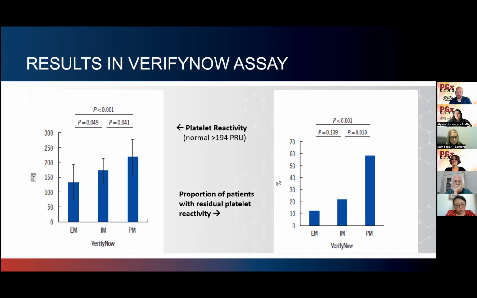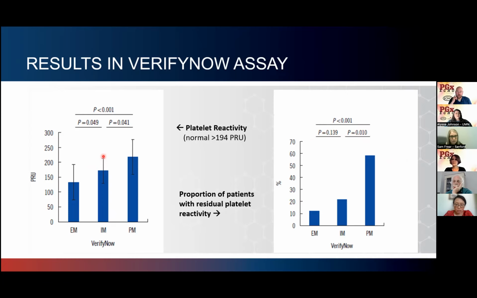As for the proportion of patients with residual platelet reactivity, extensive metabolizers have almost none, so the drug's working like it's expected to. Intermediates have approximately 20%, and the poor metabolizers almost 60%. You see that the effect between normals and poors is statistically significant in both cases, but the intermediate comparisons are not. Over here in platelet reactivity, they are. So that's the gist of this.